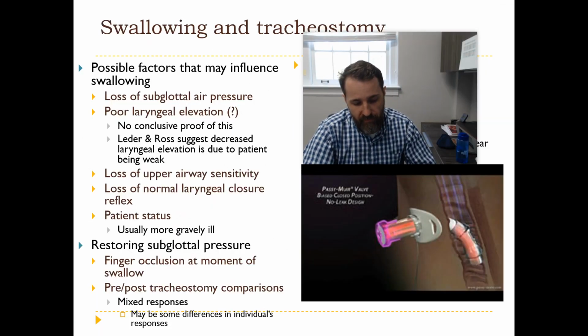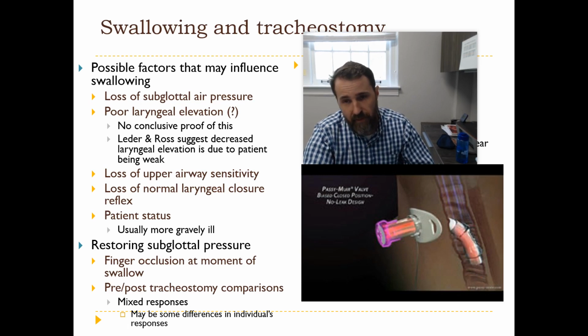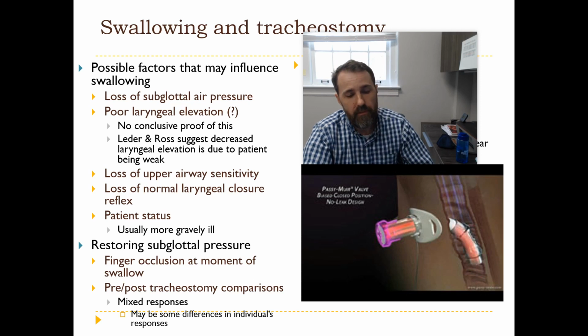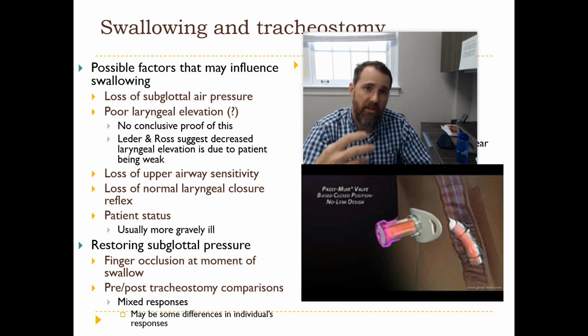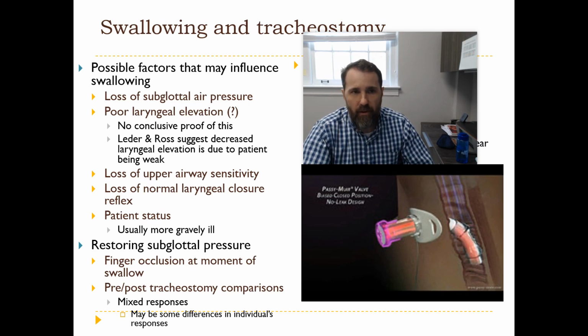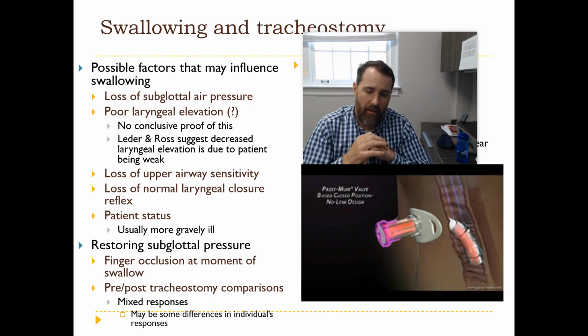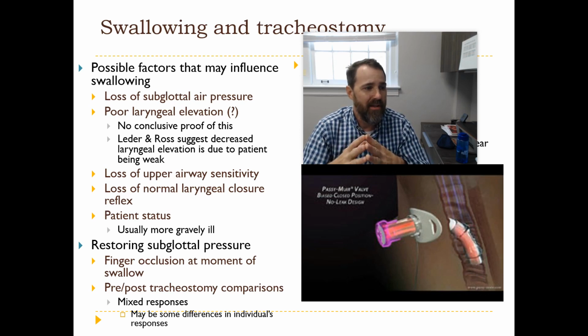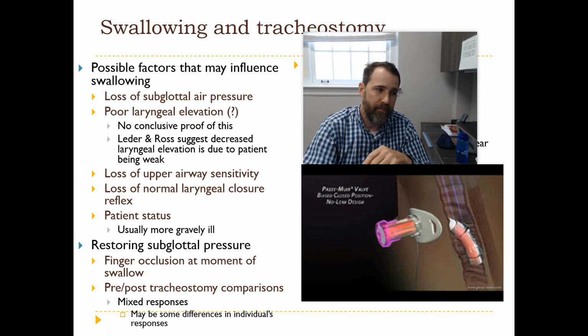Okay, so now we've covered obturator, inner cannula, outer cannula, cuff, balloon, fenestration, fenestrated and non-fenestrated. So there's a lot of features. We're almost done adding the features here. Before we go any further, let's acknowledge the problems that a tracheostomy can produce in the realm of swallowing.